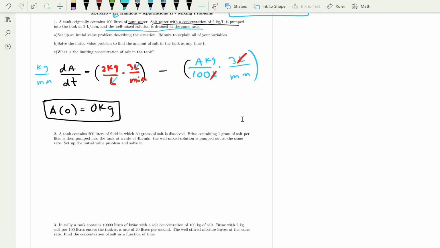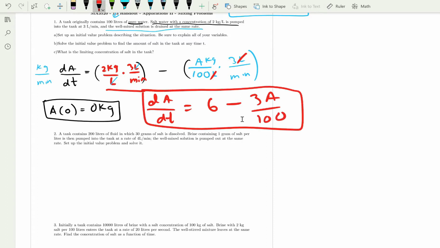So let's write down the differential equation now. dA over dt is going to be 3 times 2, which is 6, minus 3A over 100. So that's the differential equation, and this is the initial condition. That's how you set up a differential equation for a modeling problem in a mixing problem.